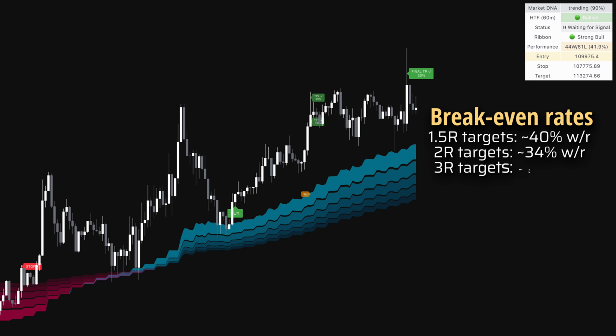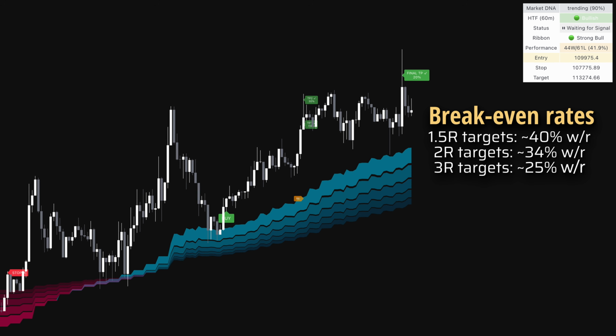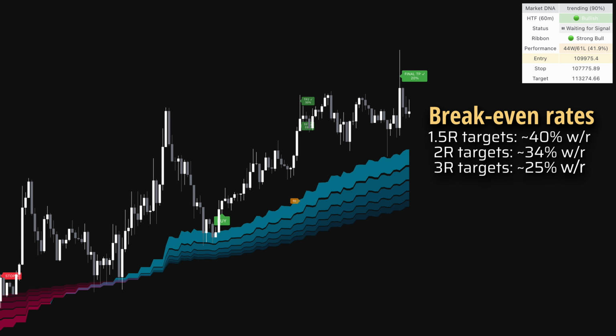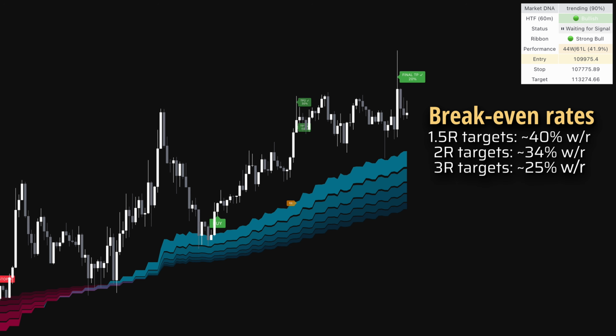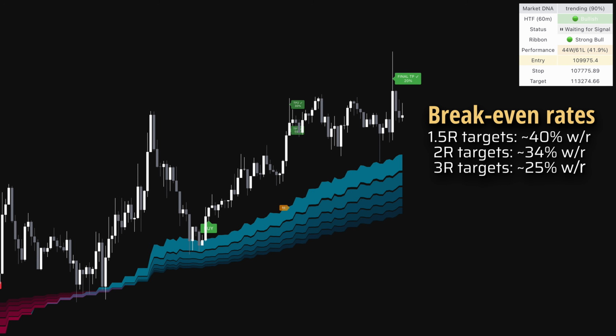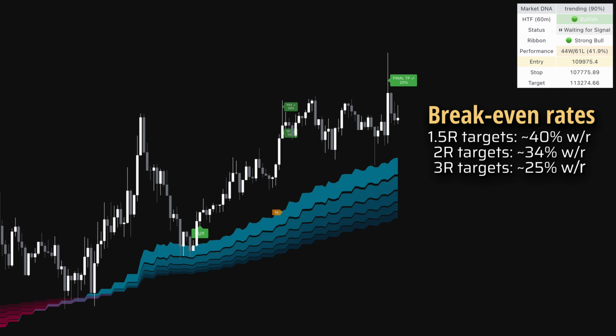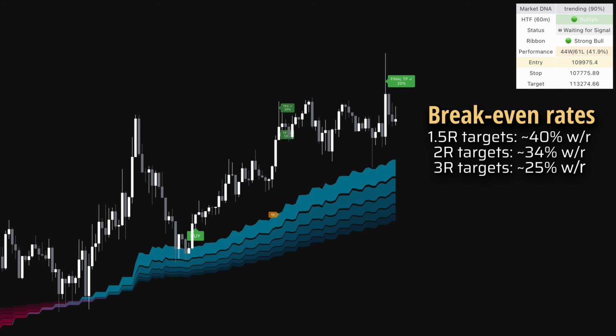For reference, here's the math on break-even win rates after accounting for fees. 1.5R targets need roughly 40% winners. 2R targets need around 34%. 3R targets need about 25%. The indicator doesn't guarantee you'll hit those numbers. It gives you the framework. Markets decide the rest.